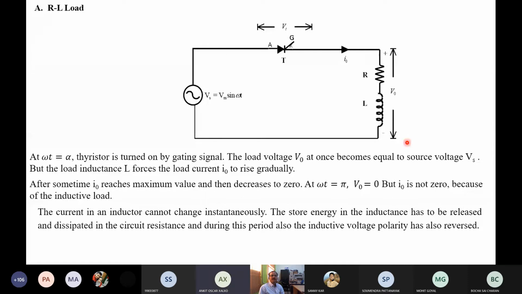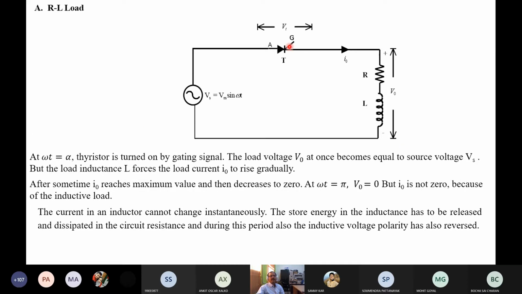What will be the difference between an RL load and a resistive load? Here, energy is stored in the inductor. This is a complex load, R plus jX. Energy gets dissipated in the resistance, but L and C store energy, right?